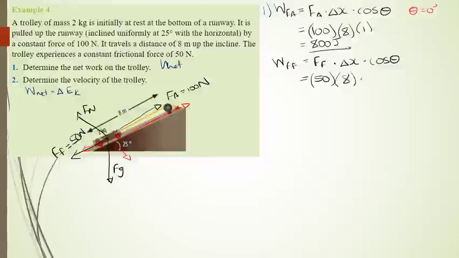And then my cos theta, let's go look at it. The distance traveled is up the incline. The friction is working down the incline. So what is that angle between the two? Well, that angle, theta, is now 180 degrees. And when we take theta, 180 degrees, and we plug it into our calculator, we get -1. So this ends up being -400 joules.